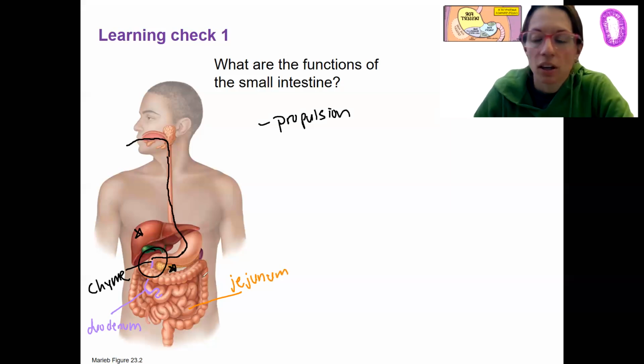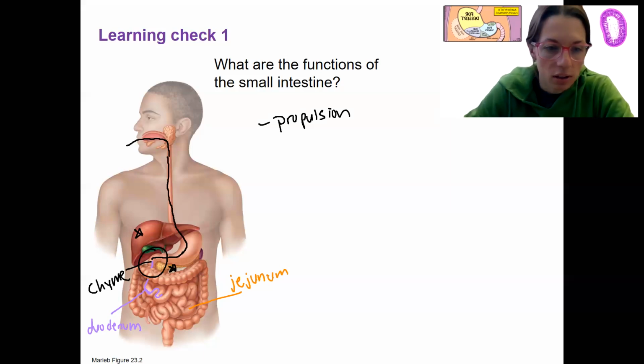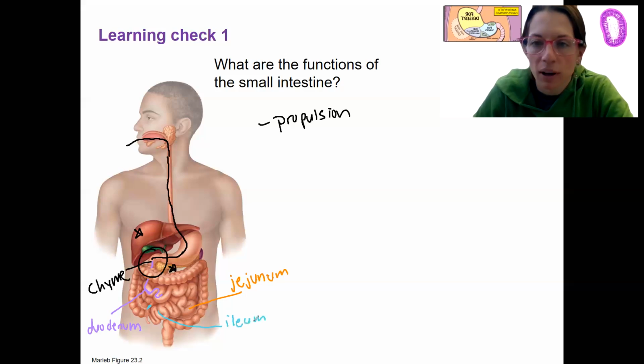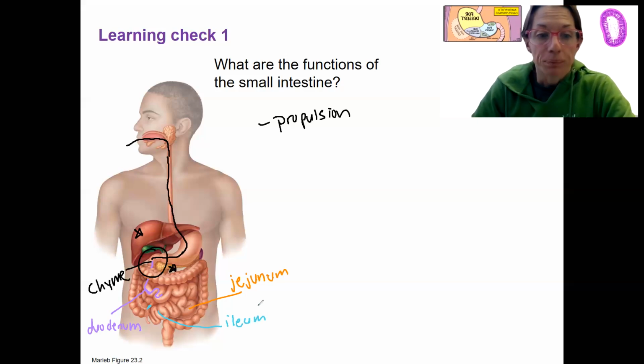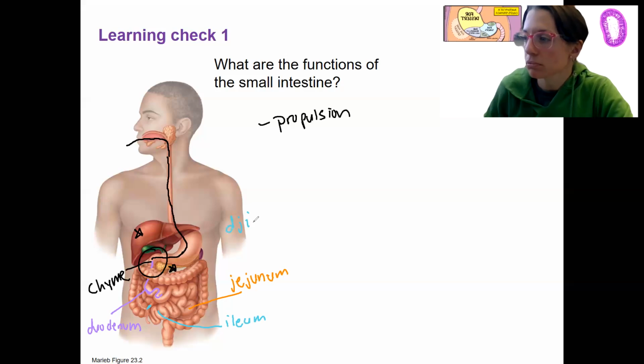Yes. And then the last region, which is adjacent to the large intestine. So right here is the large intestine. This is going to be our ileum. How do you spell ileum? Not the same way as the ilium bone. It's an E. Spell that one correctly. Don't jump in. That's the order.